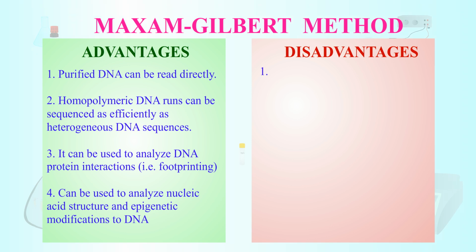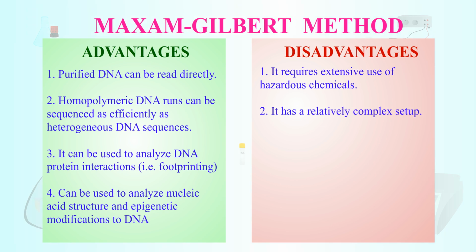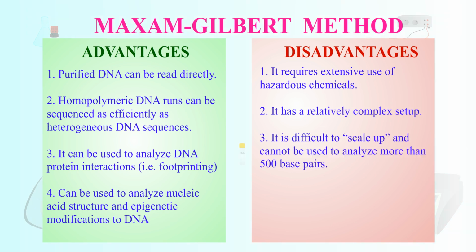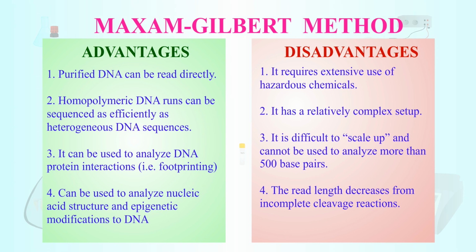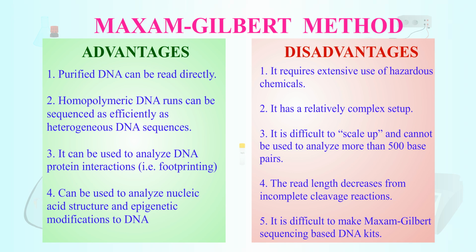Disadvantages: 1. It requires extensive use of hazardous chemicals. 2. It has a relatively complex setup. 3. It is difficult to scale up and cannot be used to analyze more than 500 base pairs. 4. The read length decreases from incomplete cleavage reactions. 5. It is difficult to make Maxam-Gilbert sequencing-based DNA kits.